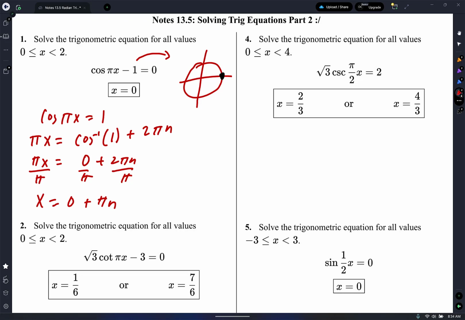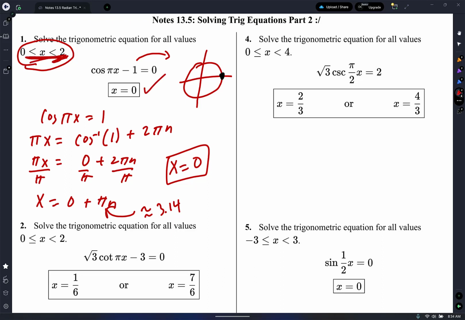And then it says to give me all the answers between 0 and 2. So the only answer is 0, because if I added pi, pi is approximately 3.14. You can round it down to 3 if you want. And if I add 3 to that, I would be outside of that domain, 0 to 2. So that's my only answer, and check mark. We got it. Did that make sense, guys? Okay, and I'm going slow. I'll go even slower if you want me to.